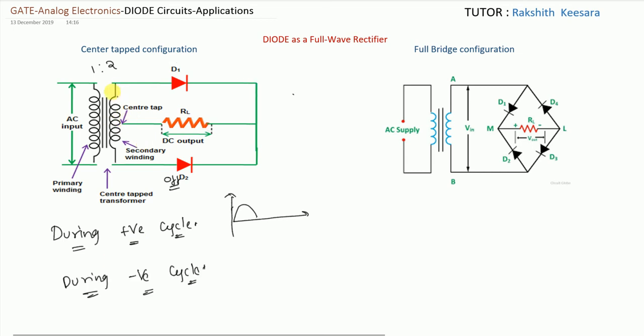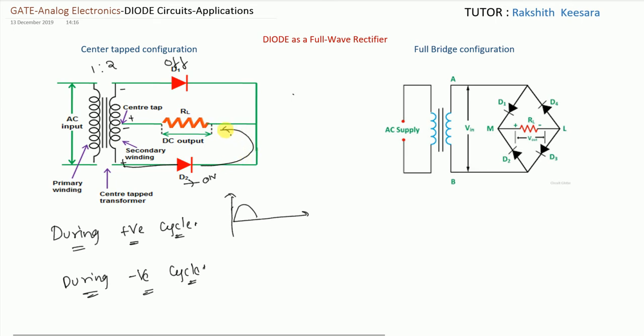Next, during negative cycle, what are the polarities, guys? Here it is minus, here it is plus. Similarly, here it is minus, here it is plus. See, minus is connected to the P type, so this will be in off state. Here positive is connected to the P type, so this will be in on state. If this is in on state, this is the circuit which is operating.